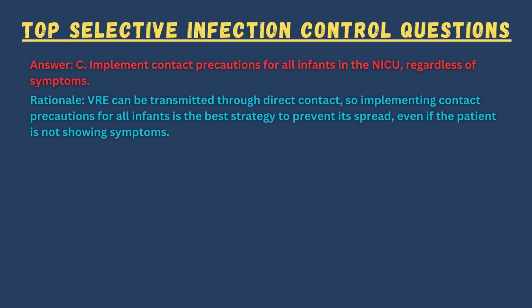Answer: C. Implement contact precautions for all infants in the NICU, regardless of symptoms. Rationale: VRE can be transmitted through direct contact, so implementing contact precautions for all infants is the best strategy to prevent its spread, even if the patient is not showing symptoms.